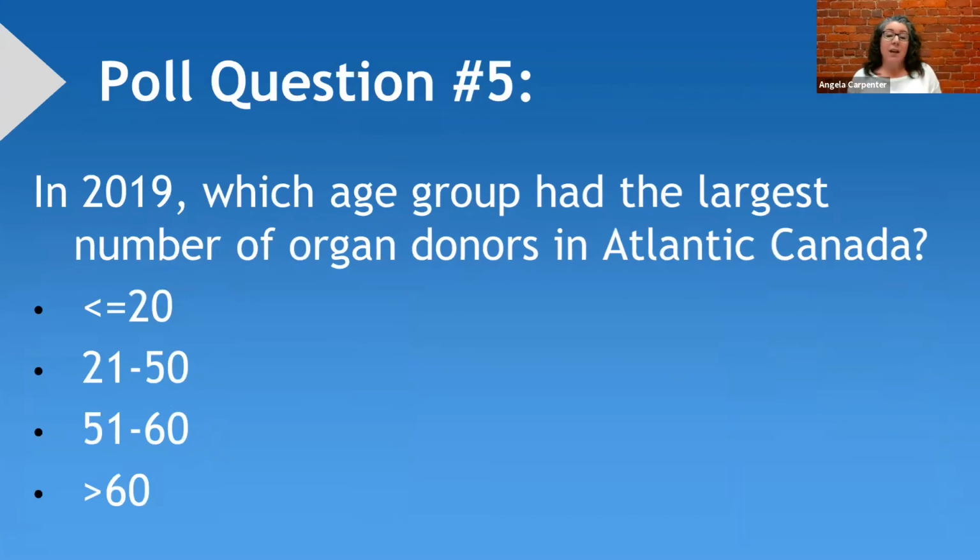So, which age group do you think had the largest number of organ donors? Which age group had the largest number of organ donors in Atlantic Canada in 2019? Do you think the largest number was less than or equal to 20 years old, between 21 and 50, between 51 and 60, or older than 60?